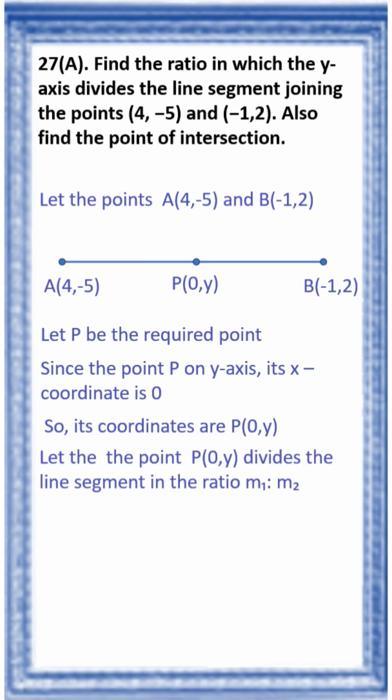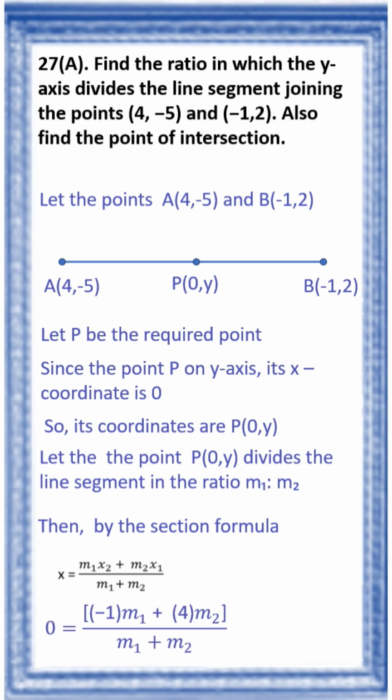Let the point P (0, y) divide the line segment in the ratio m1 is to m2. Then by the section formula, x is equal to (m1 x2 plus m2 x1) upon (m1 plus m2). Now we have to find m1 is to m2. So here x is equal to 0, x2 is negative of 1, x1 is 4.